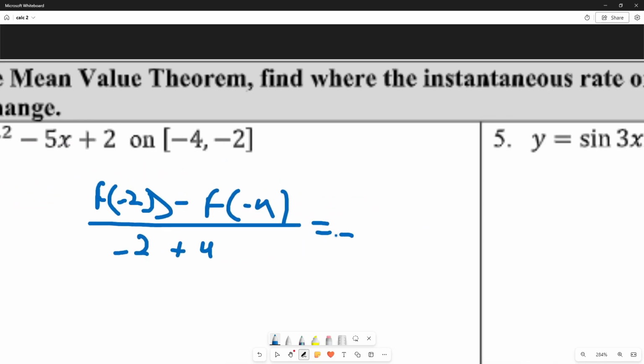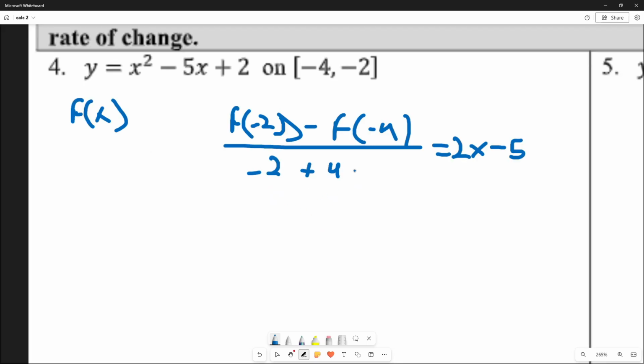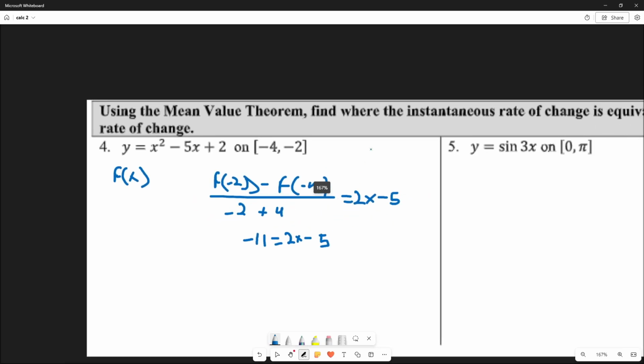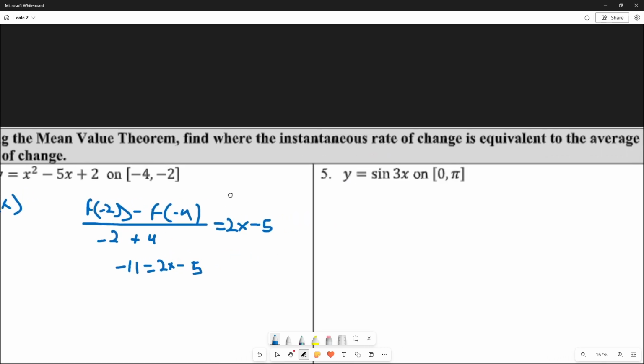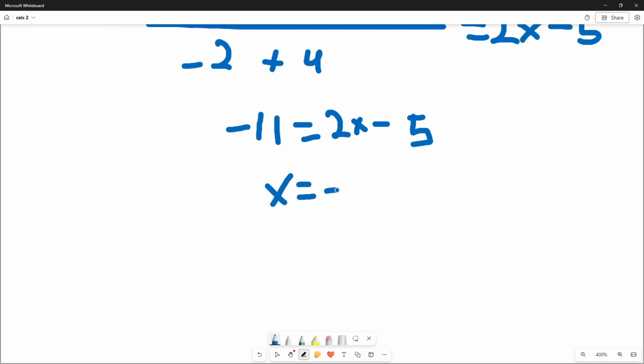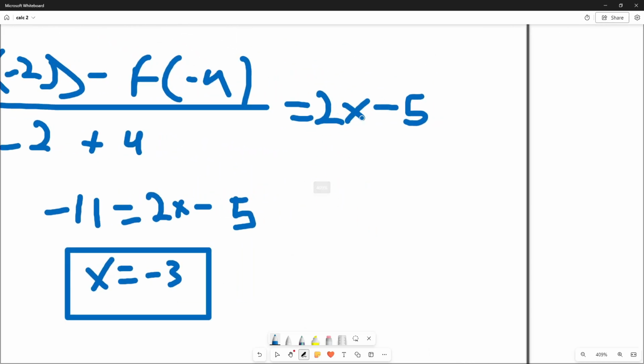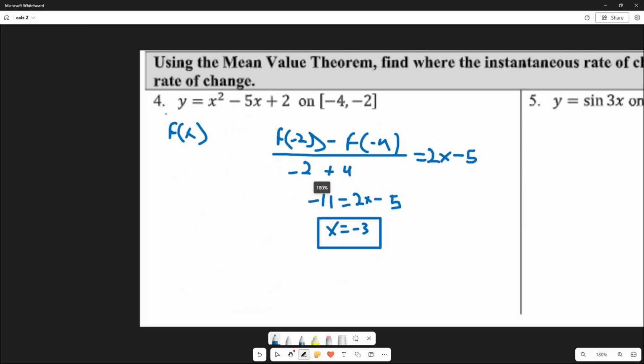So 2x minus 5. So I'm just going to quickly plug that in, and then I'll show you what to do after that. After plugging in the values, you will get -11, and then you just set that to the derivative. And then the question is just asking us what value of x is where the derivative equals average rate of change. So we just solve for x, and then you will just get x equals -3 as your answer. And if you want, you can plug that back in into the derivative. So this will just get you simply -11. And that's it for number 4.